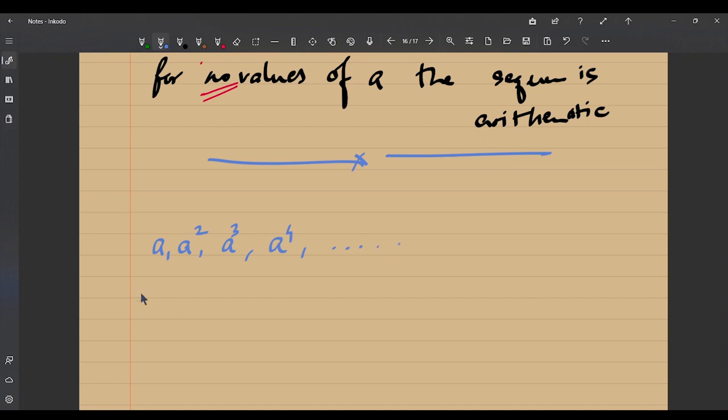So for a equal to 1, what happens? What if a had been 1? The sequence would give us 1, 1, 1 cube is 1, 1 to the power 4 is 1. So this is my sequence. And for a equal to 0, what has happened? 0, 0, 0, 0. So now, do you see what the problem is?